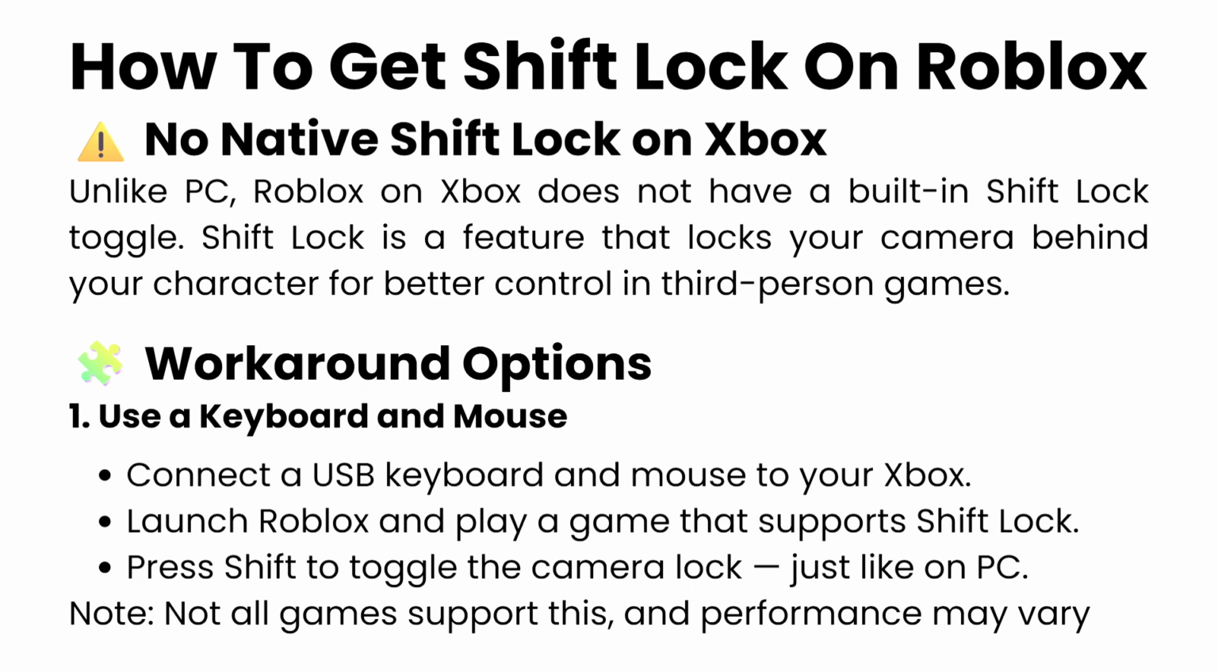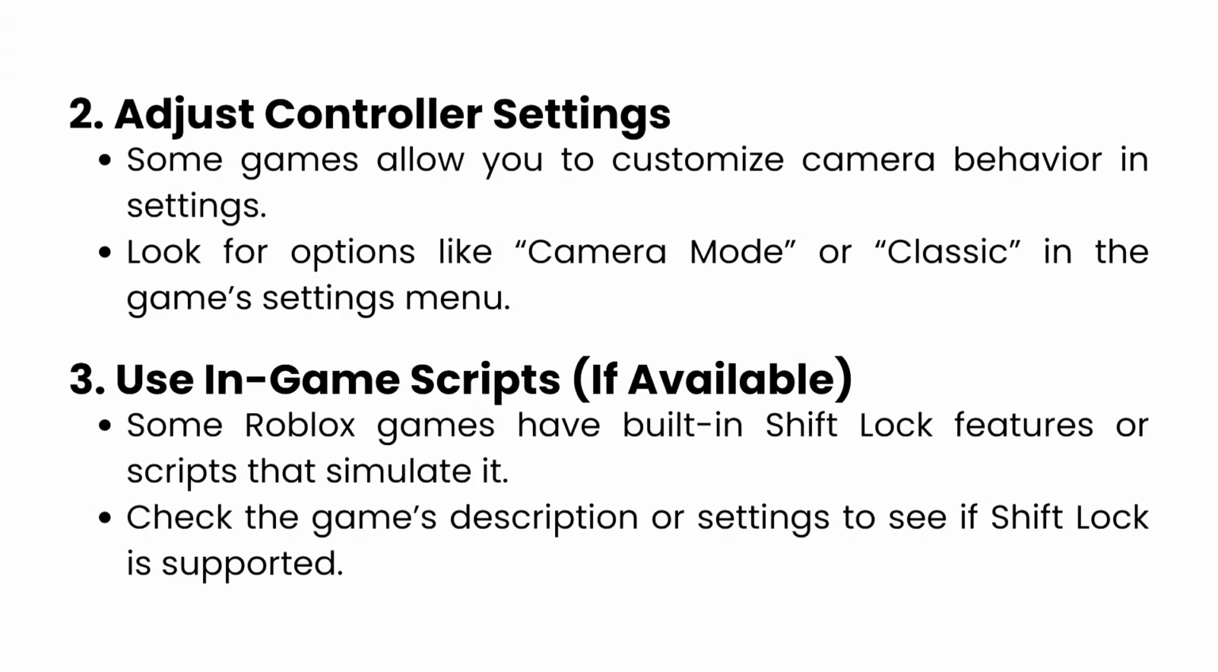So there is no native shift lock on Xbox, but what you can do is try using a keyboard and mouse. Connect a keyboard and mouse to your Xbox, then launch Roblox and play a game that supports shift lock. Press shift to toggle the camera lock just like on PC.